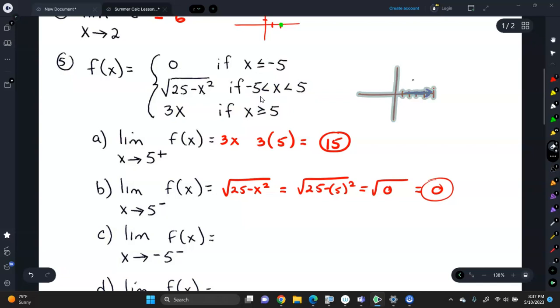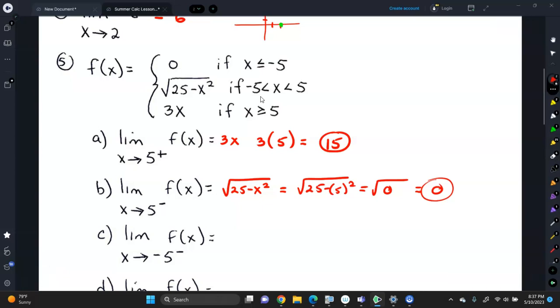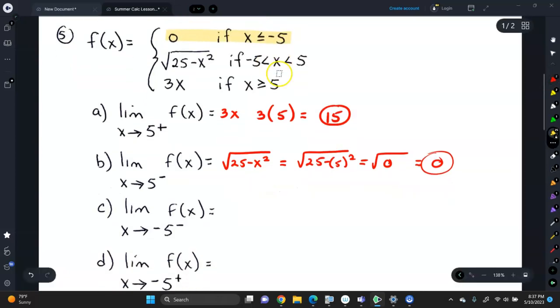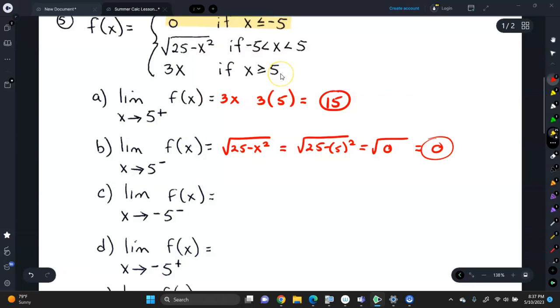Okay, now if we look at the next one, it's looking for the limit as x approaches -5 from the left. So I want values to the left of -5. Well, that's this part of the piecewise function. And in that case, it's just going to equal 0.